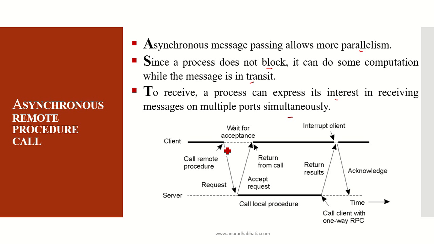One message has been sent from the client side to the server side. It is still working on that particular procedure when another procedure call can come, and then it interrupts the client and calls the client with a one-way RPC, and it returns the result and the acknowledgement is sent. Many calls can be sent simultaneously on the asynchronous RPC.